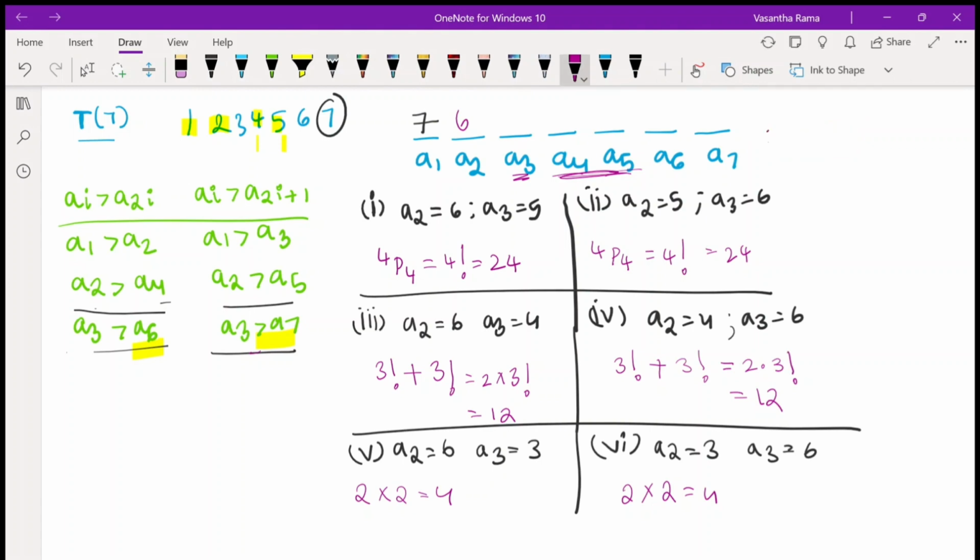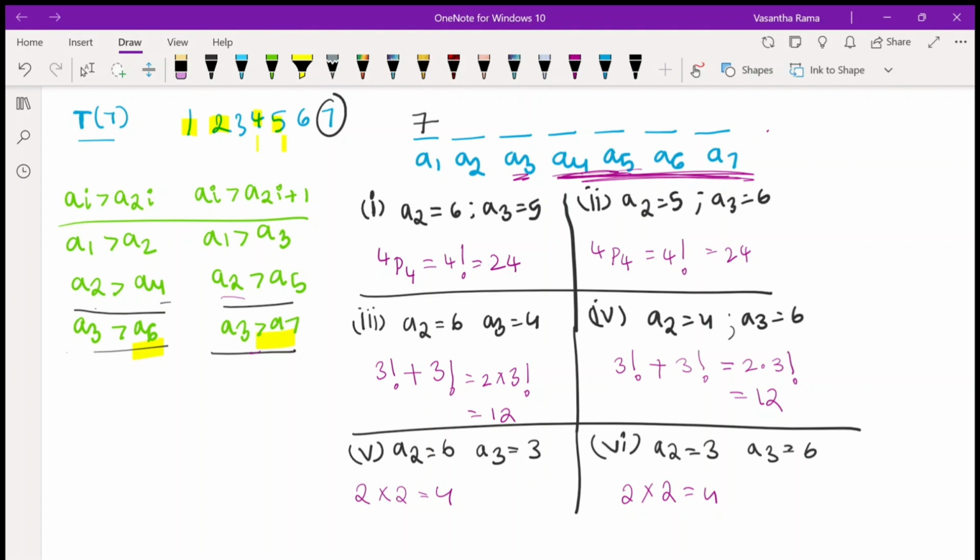And if you want to try the alternative, that is 7, 5 and 4, 6 must go in any one of these. But it is not possible as A2 and A3 are both greater than the remaining 4, right? So 6 could not go here. So this scenario is also not possible. So there are 6 possible cases for it to occur.